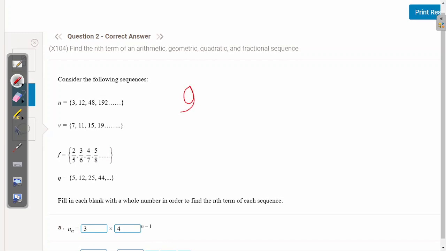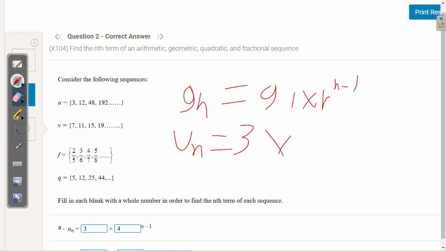And the rule for a geometric sequence is Gn equals G1 times r to the power of n minus 1. So let's use this for U. Un equals the first term, 3, times the ratio, which is 12 over 3 or 48 over 12. It's always the next number divided by the previous one. So 3 times 4 to the power of n minus 1.